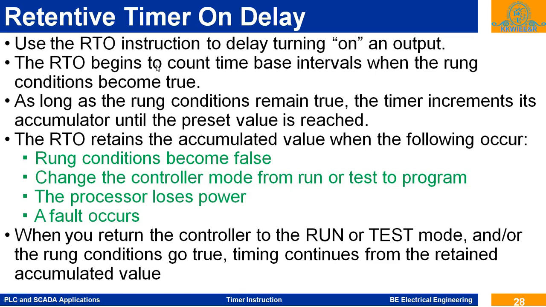The RTO begins to count time base intervals when the run condition becomes true. Okay. Similar to the on delay timer, when the run condition is true, your accumulator starts incrementing. As long as the run condition remains true, the accumulator increments until the preset value is reached.